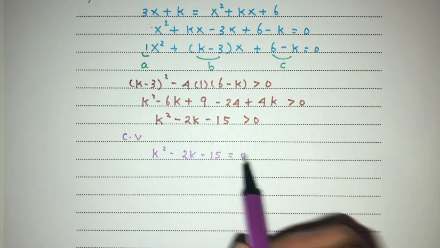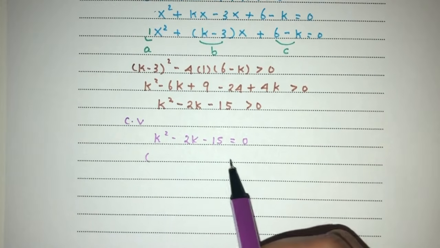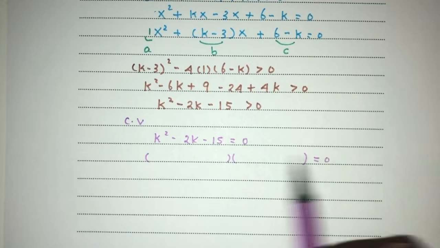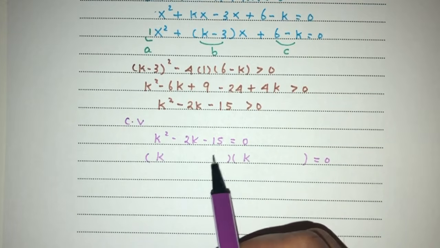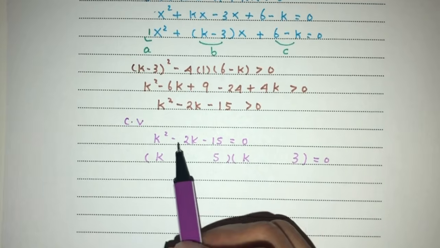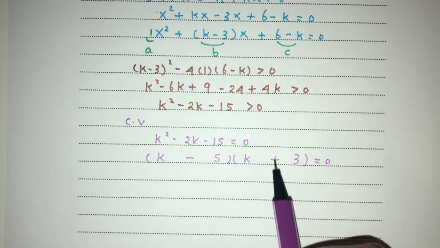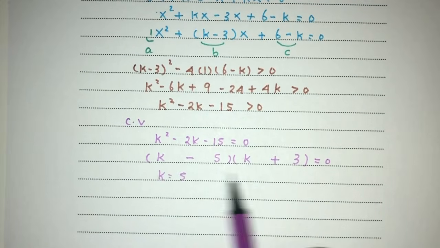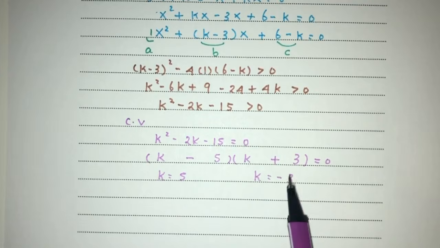Equate that to 0. Okay. Then we have to factorize. That will be (k − 5)(k + 3), right? To get minus 2, we have to have minus 5 plus 3. So k can be the value of 5 and k can be the value of minus 3.